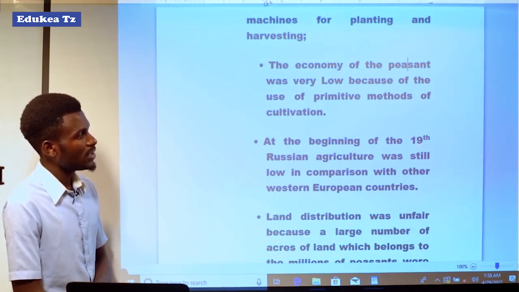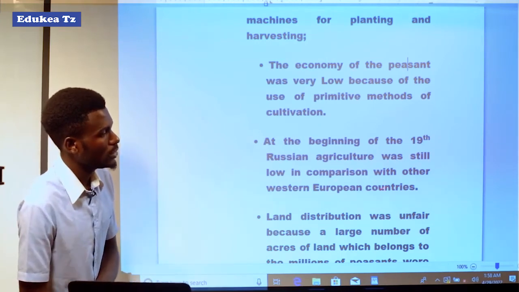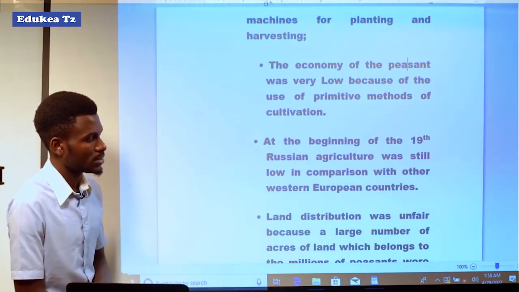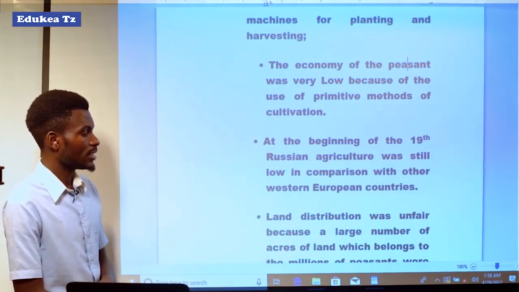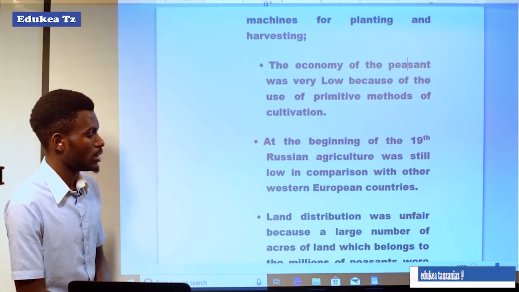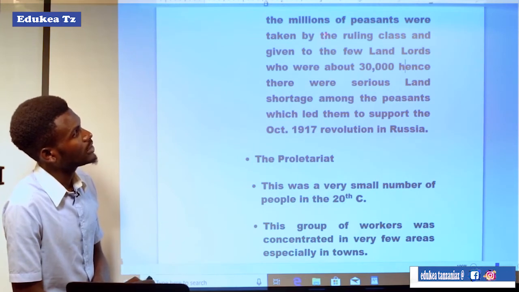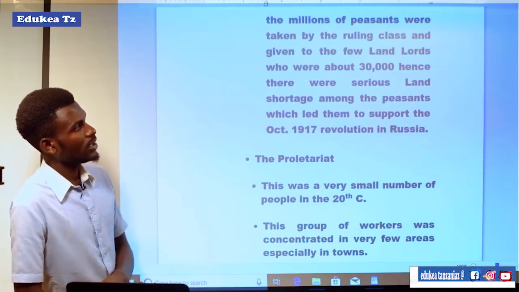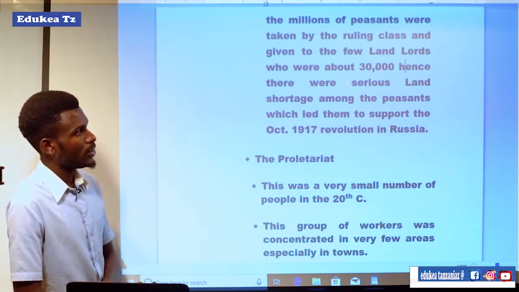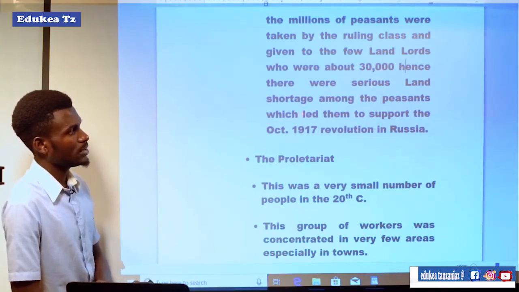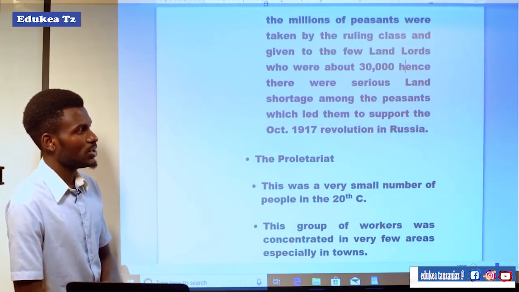Also, at the beginning of the 19th century, Russian agriculture was still low in comparison with other Western European countries. Another point: land distribution was unfair, because a large number of acres of land which belonged to the millions of peasants were taken by the ruling class and given to a few landlords, who were about 30,000. Hence, there was a serious land shortage among the peasants, which led them to support the October 1917 revolution in Russia.